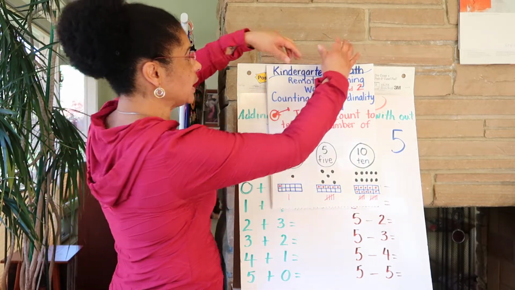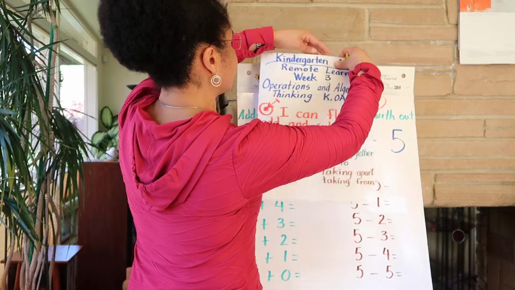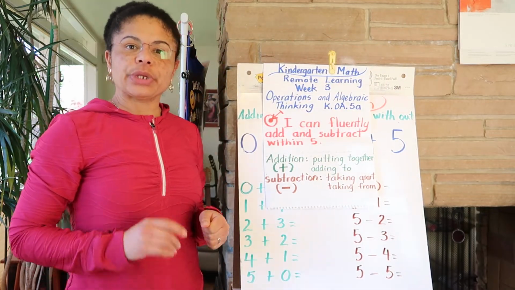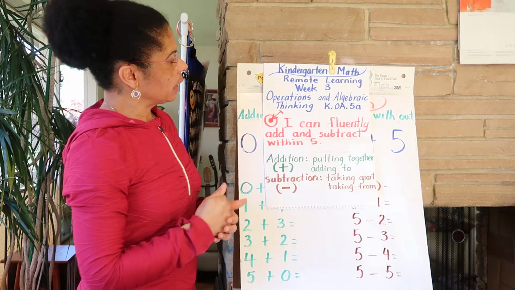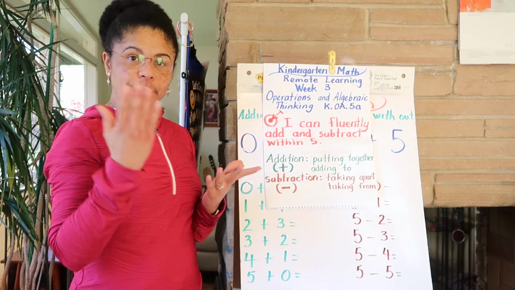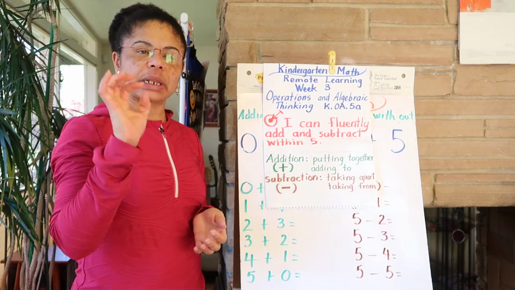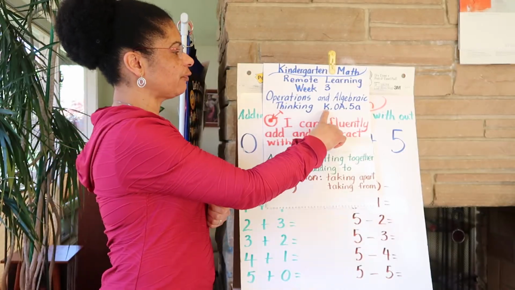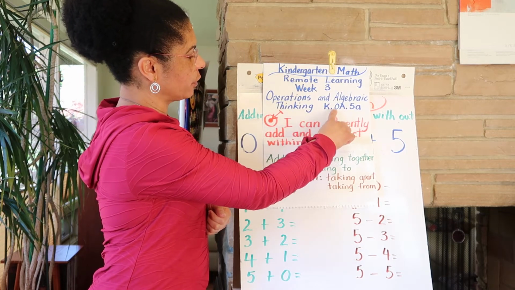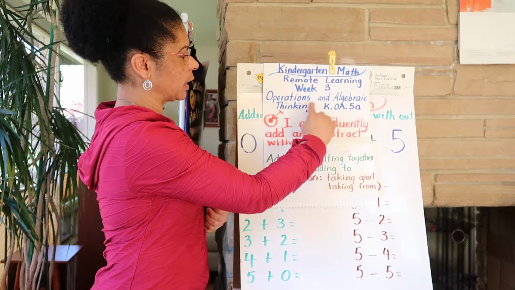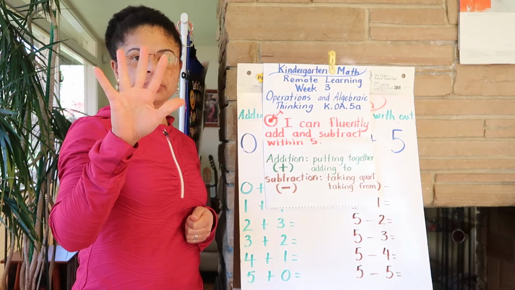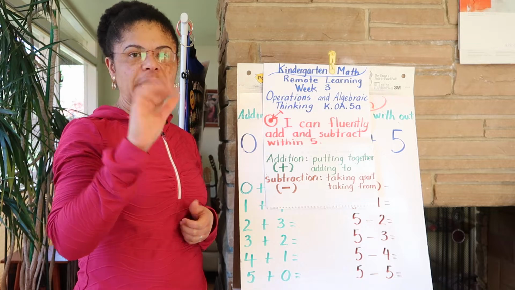This week we are going to work with operations and algebraic thinking. For parents who want to know a little bit more about this, you could find it under kindergarten, OA for operations and algebraic thinking, and it is our Common Core Standard number 5A.